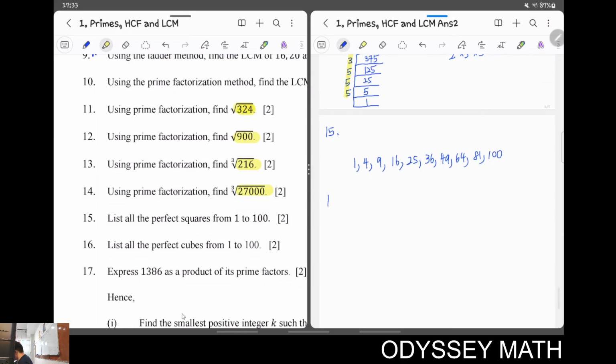Right, question number 16. List all the perfect cubes from 1 to 100. So again, you can start by numbering from 1 to 10. But actually, we can just stop at 6 because we want the perfect cubes from 1 to 100. So we cube the numbers over here. So 1 cube means 1 times 1 is 1. 2 cube means 2 times 2 times 2 is 8. 3 cube means 3 times 3 times 3 is 27. 4 cube means 4 times 4 times 4 is 64. 5 cube means 5 times 5 times 5 is 125. And 6 cube means 6 times 6 times 6 is 216. Okay?